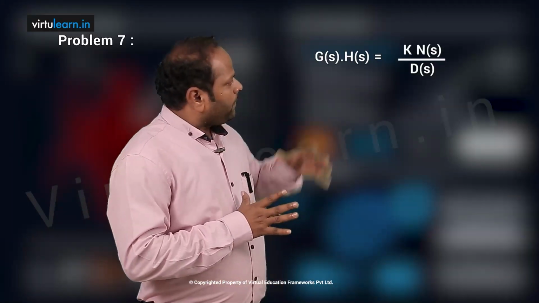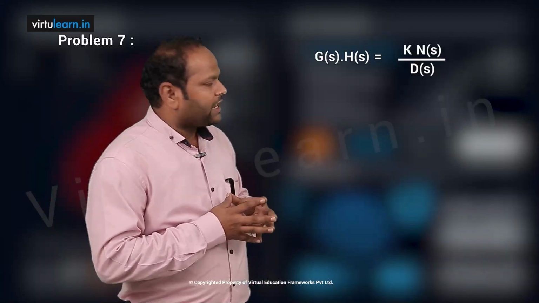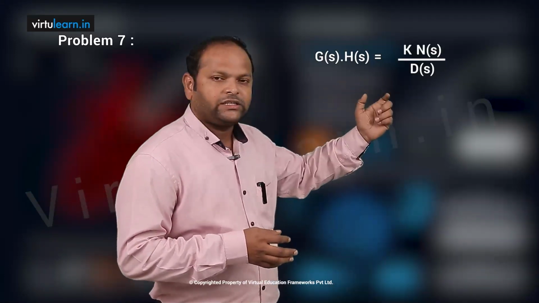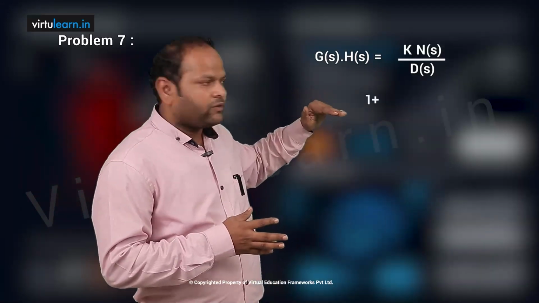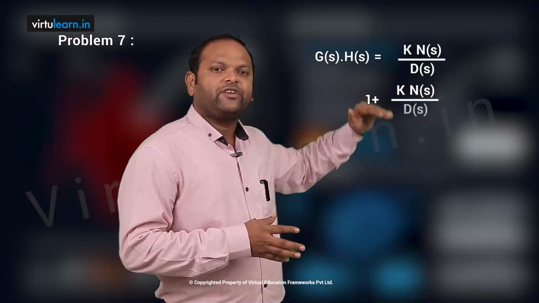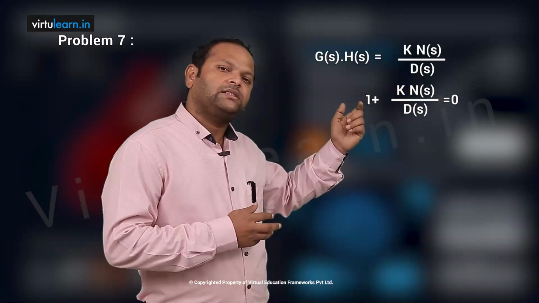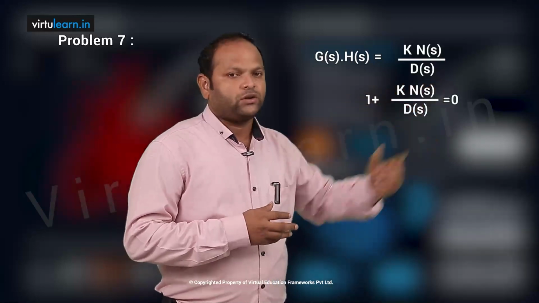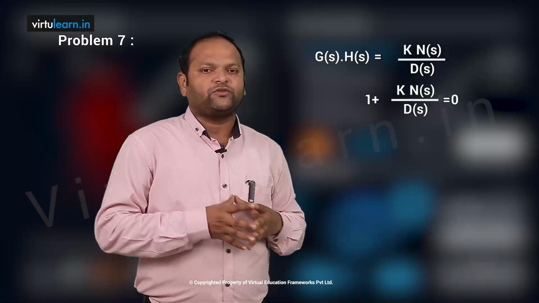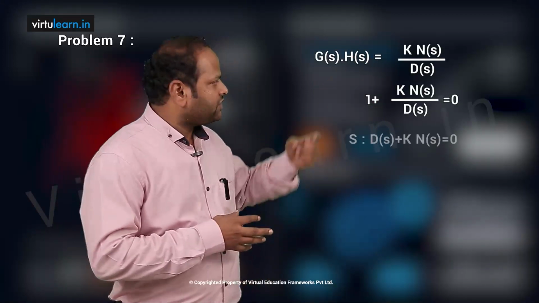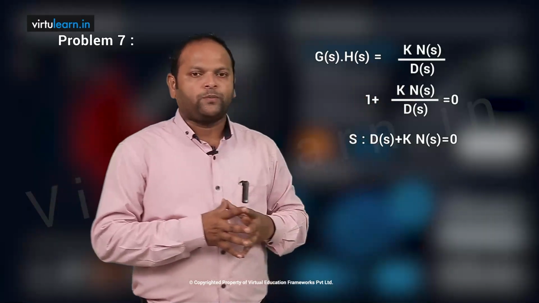Now, first we write the characteristic equation. What is the characteristic equation? 1 plus G H of s is equal to 0. So, we have 1 plus k into N of s by D of s is equal to 0. Then I can write it as D of s plus k into N of s is equal to 0. This is the characteristic equation. Let us number it as equation 1: D of s plus k into N of s is equal to 0.